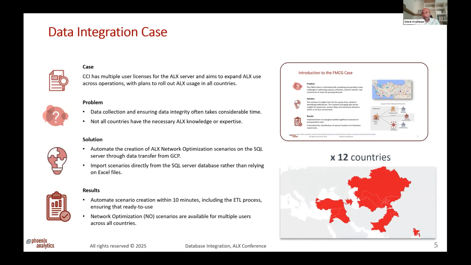Since a lot of different data sources are required, and as you can see on the right-hand side on the map, TCI has operations in 12 countries, and they are happy with the ALX experiment results, ALX optimization, and they want to roll out the Turkey project to the other countries. They want to create similar scenarios. They want to make supply chain network optimization for all of the countries they have operations.